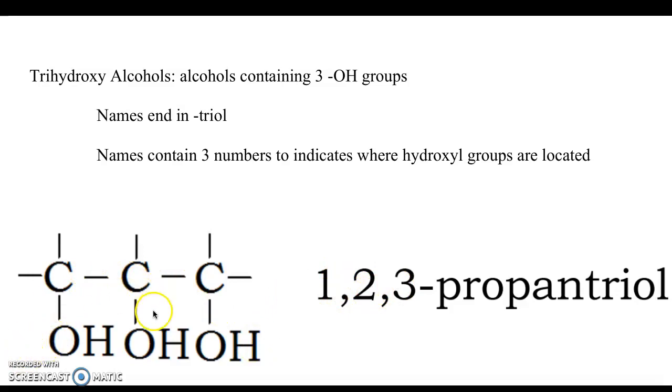And just to add on to this, say for example this OH was also on carbon number 1, this would then become 1,1,3-propanetriol. So you always have 3 numbers, 1 to indicate where each of the OH groups are located.